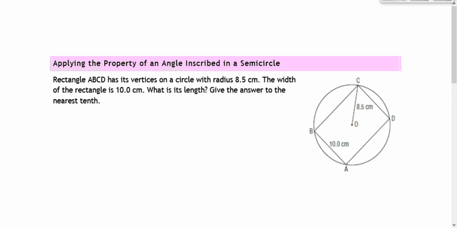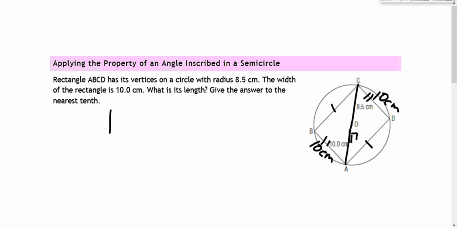All right, so applying the properties of an angle inscribed in a semicircle. Rectangle ABCD has vertices on a circle with radius 8.5. So we know that if we extend this, that this should be 17. The width of the rectangle is 10 centimeters. What is its length? The really nice thing about this is that we don't really need the property of an angle inscribed in a semicircle beyond the fact that we know that these should be equal.